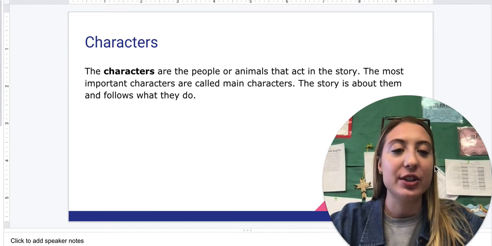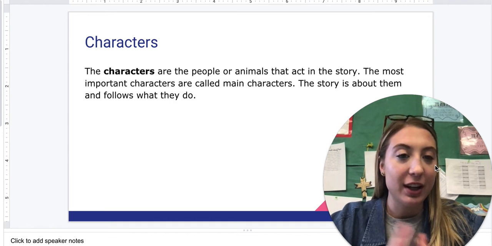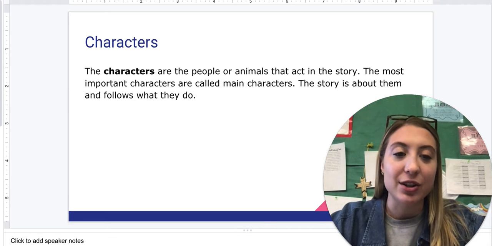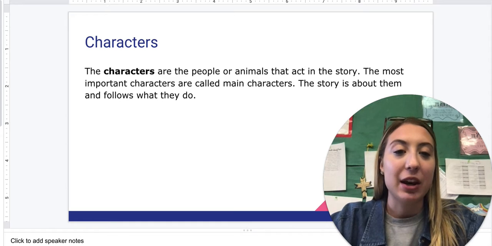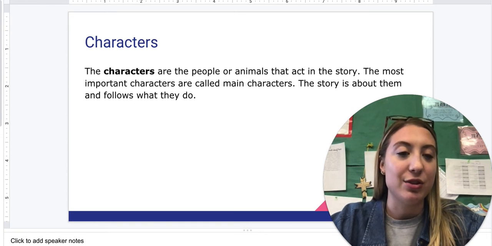Remember, our characters are the people or animals that act in the story. The most important characters in the story are our main characters, and everyone else is a minor character. And so the main characters, the story follows them, and we read about what they do.